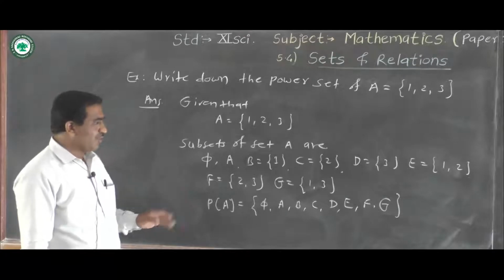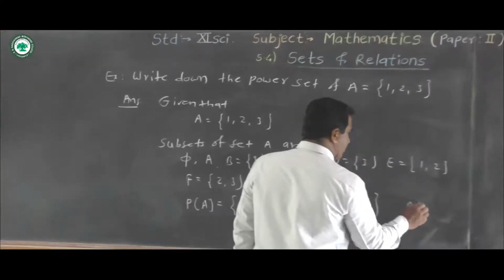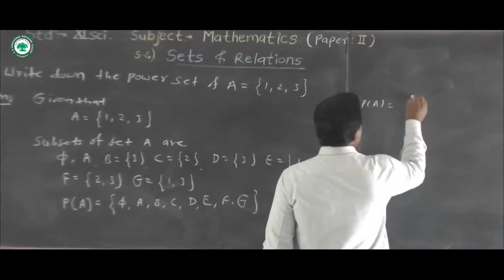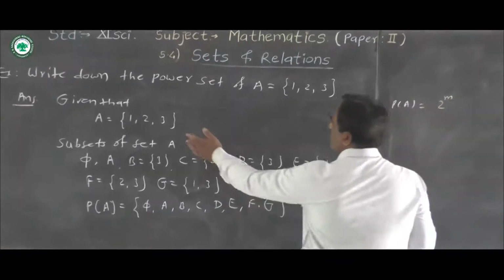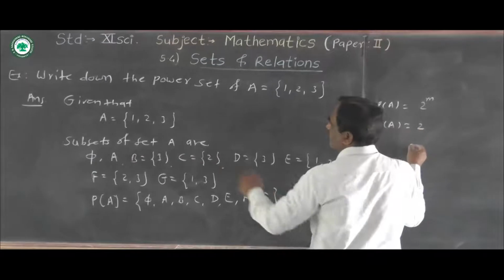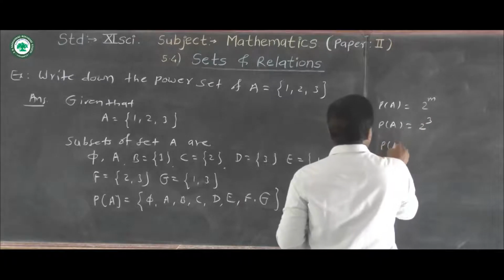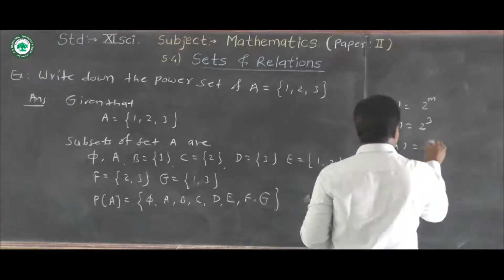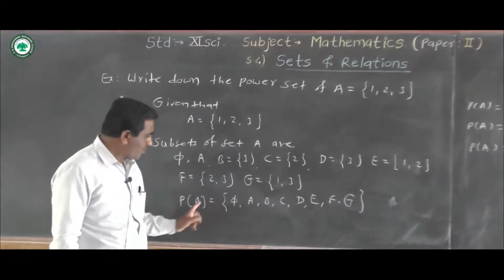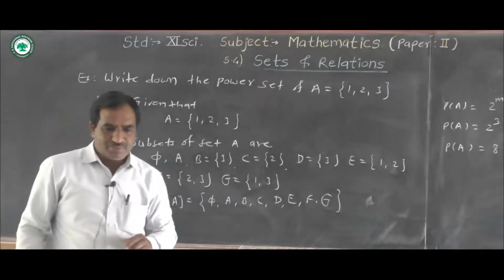Or we can use the formula: the number of elements in the power set of A is equal to 2 raised to m, where m means the number of elements in the given set. Here the number of elements is 3, so 2 raised to 3 means 8. The number of elements in the power set of A is 8. Here also P(A) has 8 elements. Okay, this is the answer for this example.